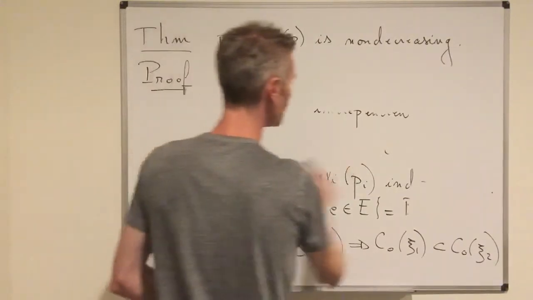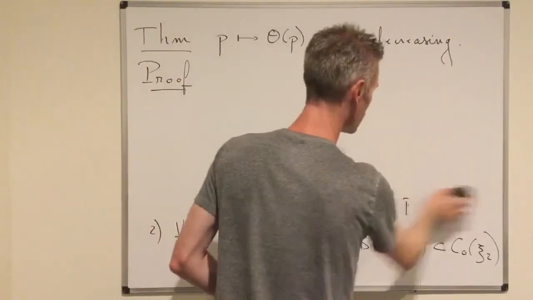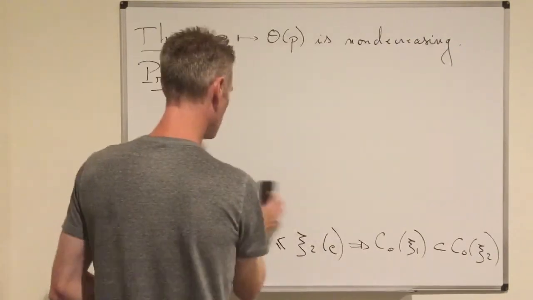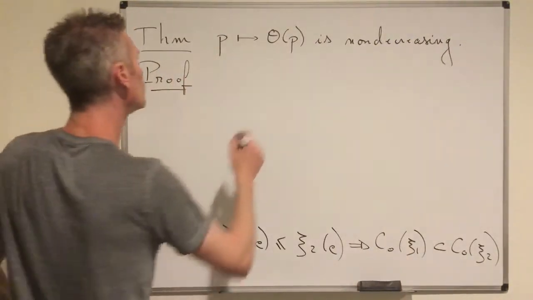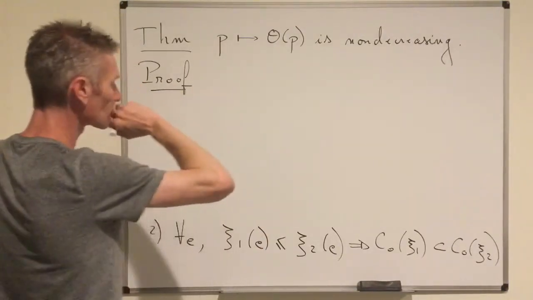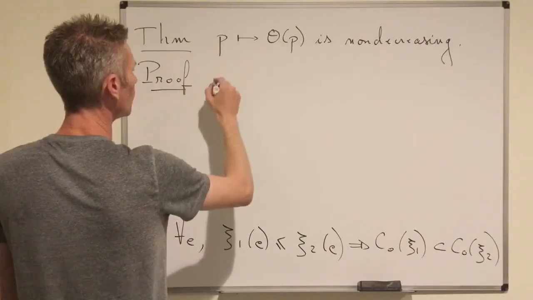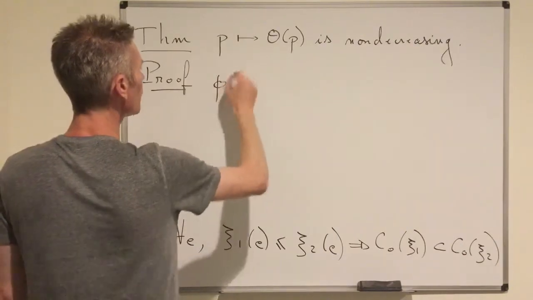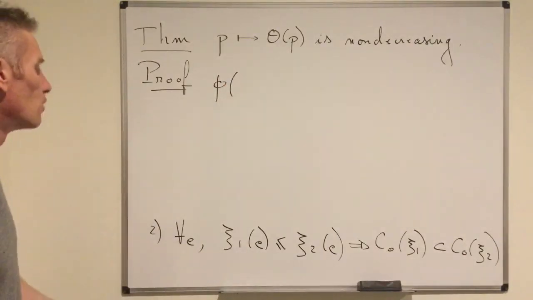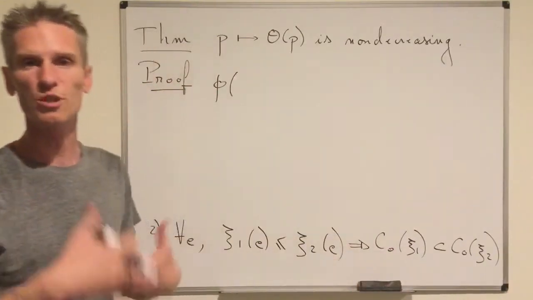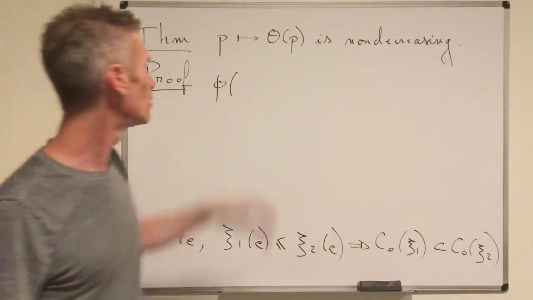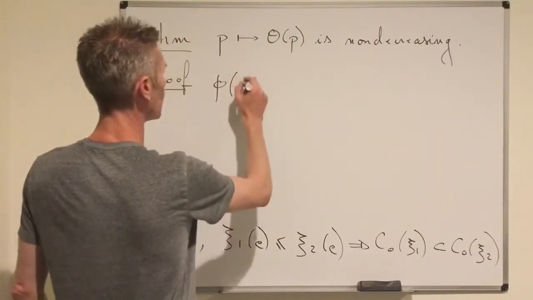Remember that P1 is less than P2, and the goal is to prove that theta of P1 is less than theta of P2. So now to conclude, I'm going to define a function, let's say phi, and this function is going to be a function on the set of all the possible realizations of bond percolation. So something that I'm going to write Xi.